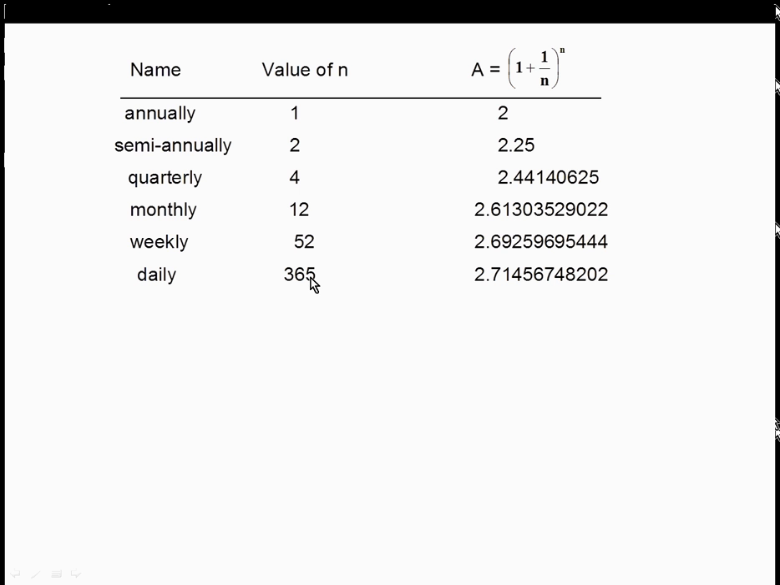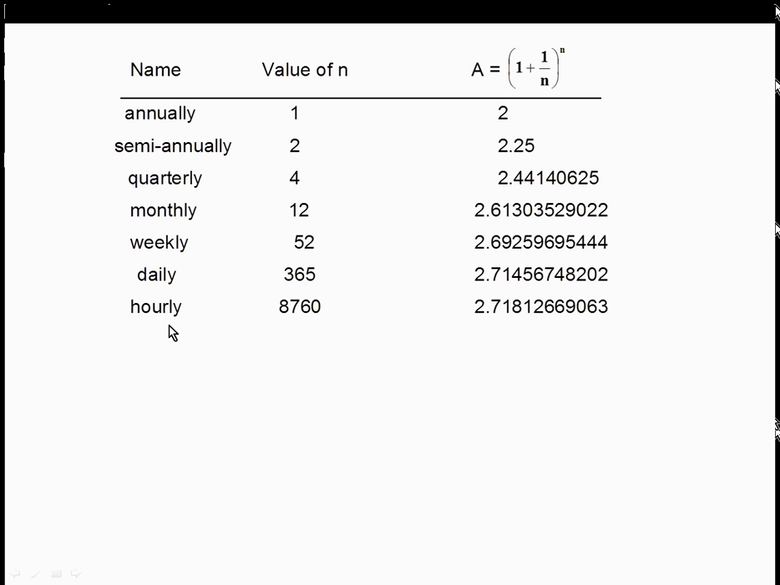Daily. Remember, 365 days in a year. You get 2.71456748202. As money, only $2.71. Notice it's only a 2-cent increase from the previous amount. If we went to hourly, there are 8,760 hours in a year. You get this value. Notice if I don't do any rounding, they're now agreeing at 2 places to the right of the decimal point. As money, that's only $2.72, so a whopping 1-cent increase.